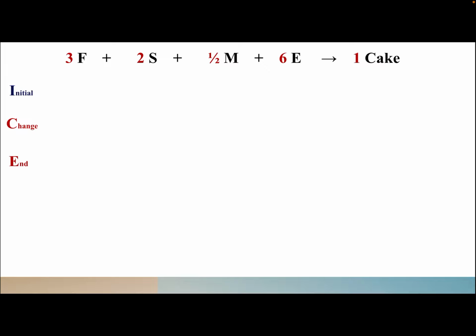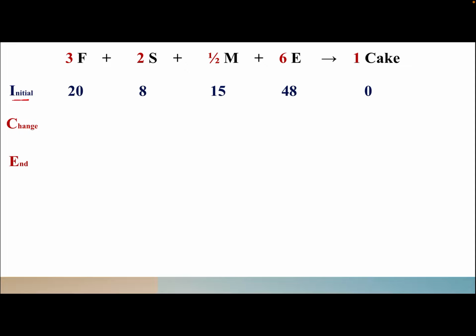So here is our equation, if you will, our recipe, and I wrote it as an equation. So we have 3 cups of flour, plus 2 cups of sugar, plus a half cup of milk, plus 6 eggs, and that's going to make our chemistry cake. So we are learning about ice tables today, right? And so this is down the left side. I stands for initial. So I'm going to write how much of each thing we start with.